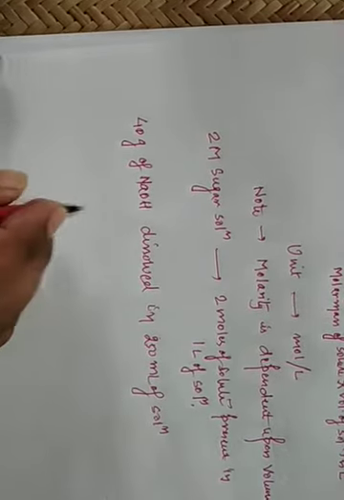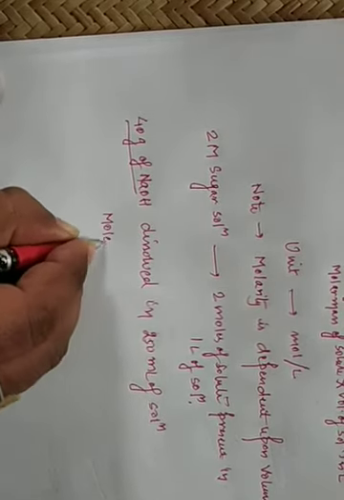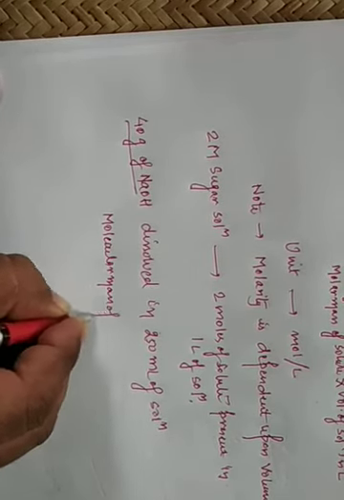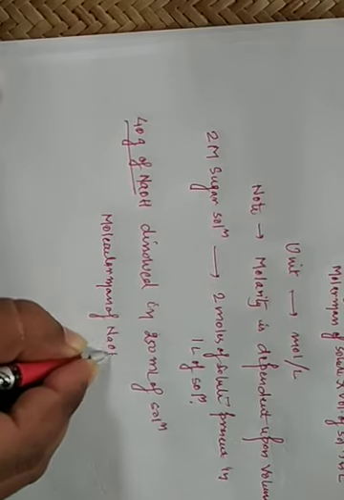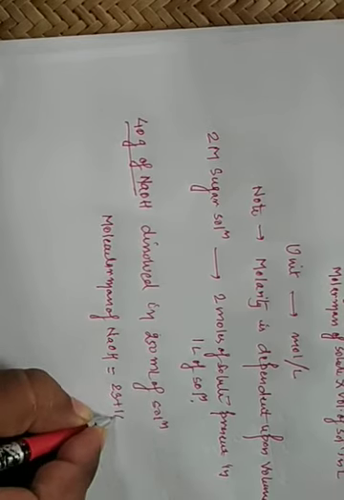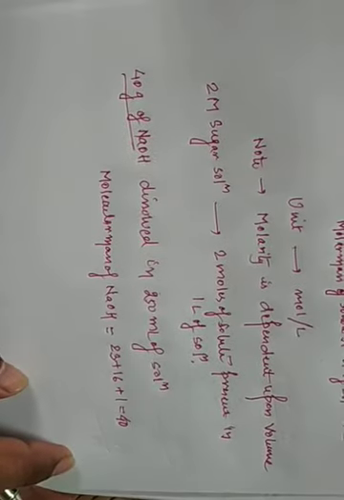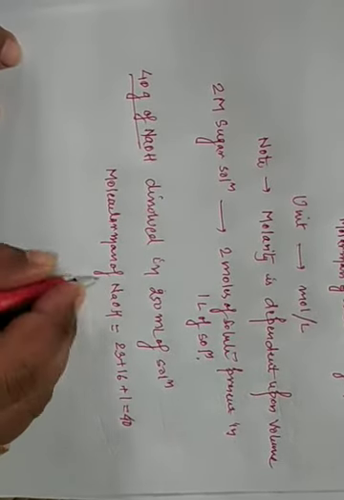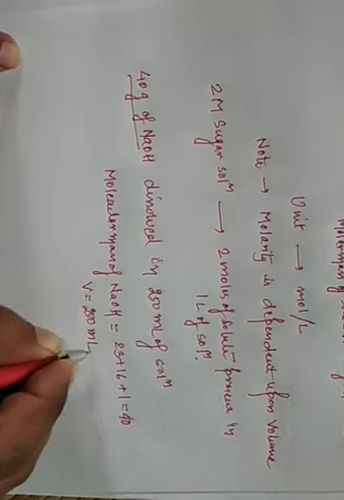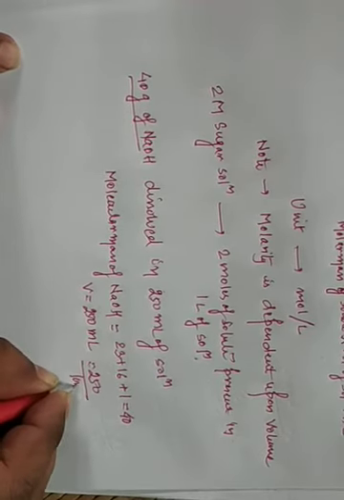Okay, so now here the gram is given. So first you find the molecular mass of NaOH. What is it? Na is 23, oxygen is 16 and hydrogen is 1. It means 40. 40 gram per mole is the unit of molecular mass. Okay. Now the volume is what? 250 ml. So just convert to liter: 250 divided by 1000 liter.